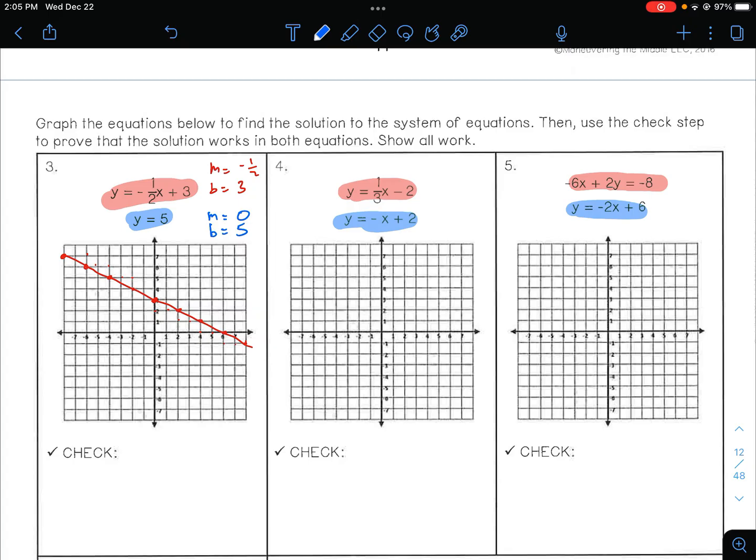All right, let's graph my next one. So y-intercept of 5 and a slope of 0, which is you don't rise at all, but you just run forever. So there you go. Oh, look at that. We see the point of intersection right there. What is that point? That point looks like it is -4, 5.